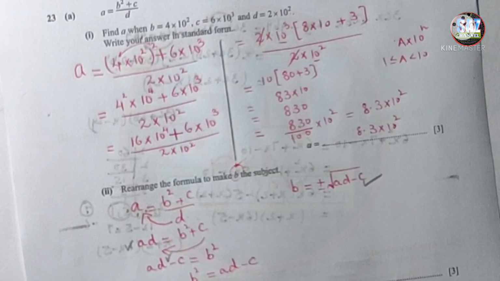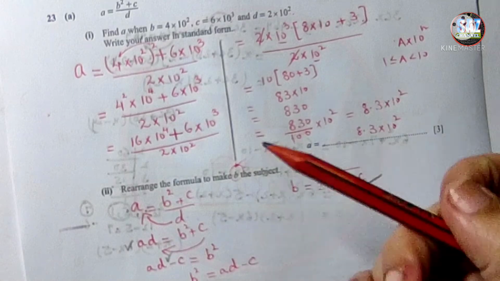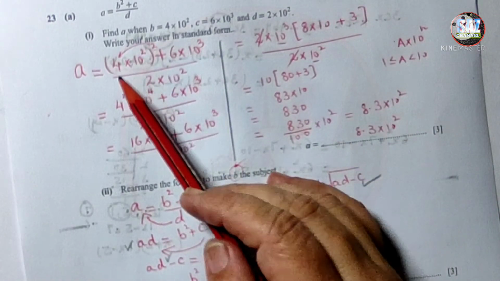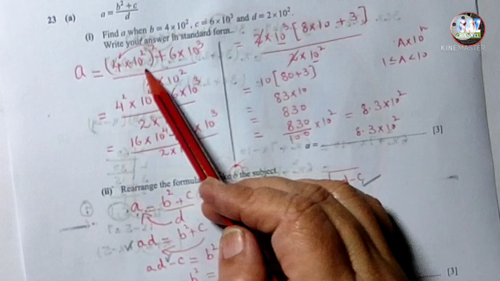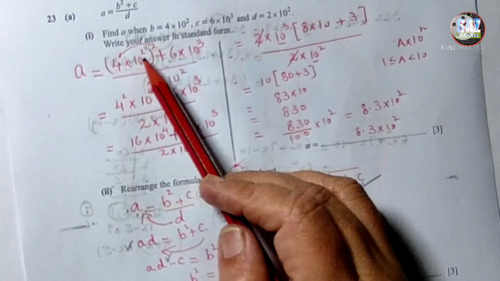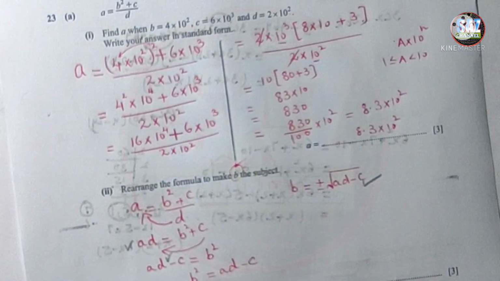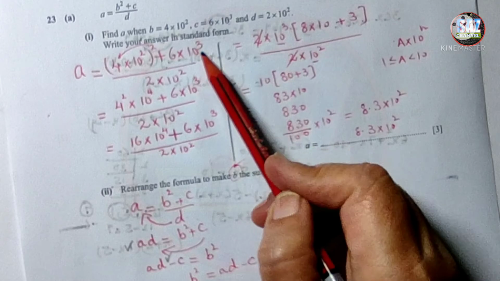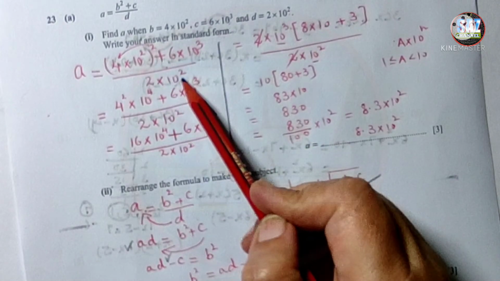And again, students, standard form is one of the most important concepts. You can again give a careful look to this question. Here I have b square. So first I'm replacing the value of this, and then I'm taking the square of that, and then 6 multiplied by 10 raised to power 3 upon 2 multiplied by 10 square.